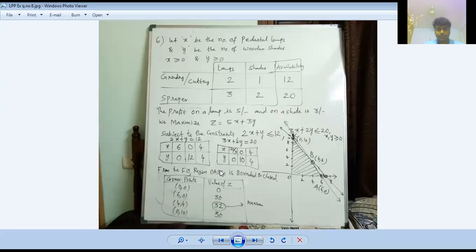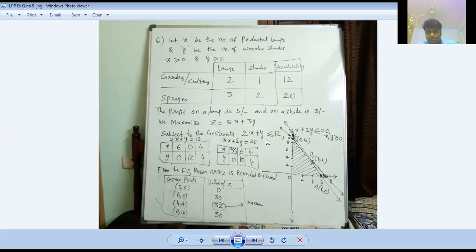Now let us see this one. Let X be the number of pedestal lamps and Y be the number of wooden shades. So x ≥ 0 and y ≥ 0. For grinding and cutting, for lamps, how much time is it taking? 2. And for shades? 1 hour. Availability: grinding and cutting is available for a maximum of 12 hours, and the sprayer for 20 hours. The profit on a lamp is 5 rupees, and on a wooden shade 3 rupees. So what is our objective function? 5x + 3y. This is the step of formulation.